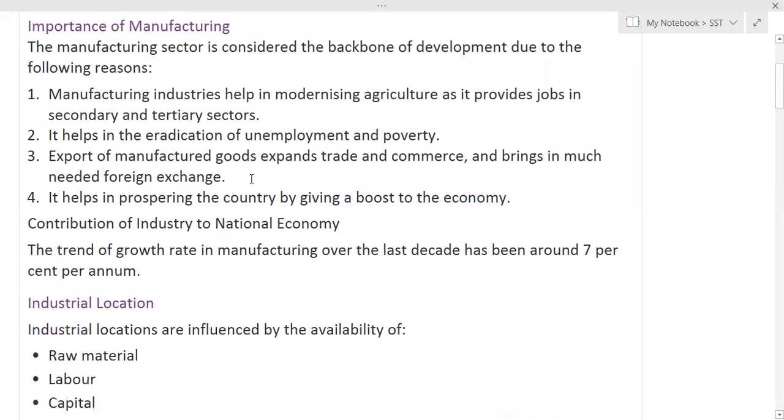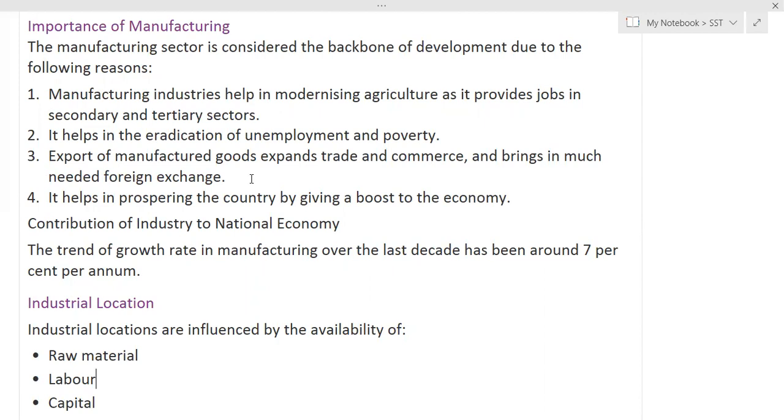The importance of manufacturing. Let's see what the importance of manufacturing is. The manufacturing sector is considered to be the backbone of development due to the following reasons. Why is manufacturing called the backbone of development or economy of a country? The economy of our country is dependent on the manufacturing sector. So let's see the reasons. Manufacturing industries help in modernizing agriculture, as it provides jobs in the secondary and tertiary sectors.